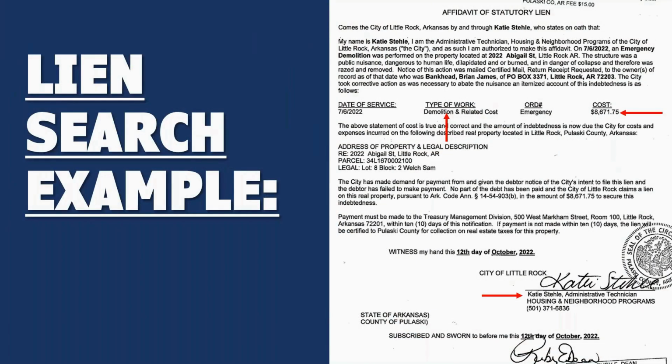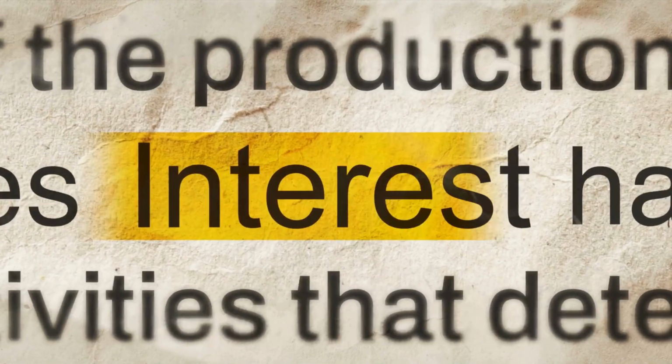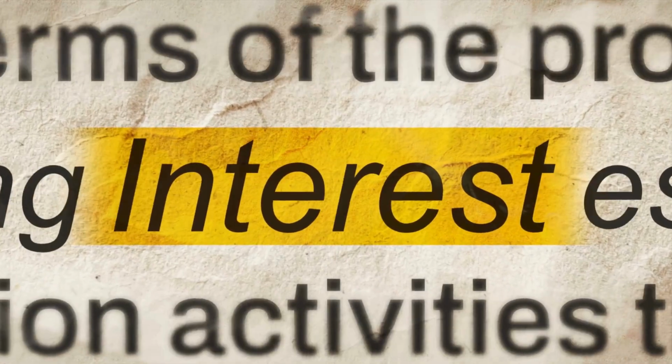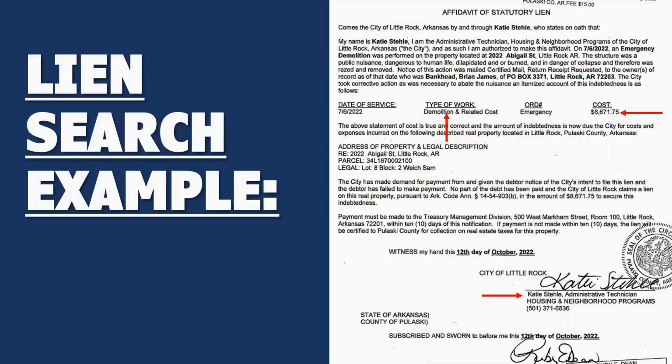And why it's so important is that $8,600 can be $10,000 now. There may be interest that the city is charging. There may be a daily fee. And we can see this is back in 2022. So we're not going to just trust that that lien is that amount now. We're going to need to go ahead and give them a call and find out.